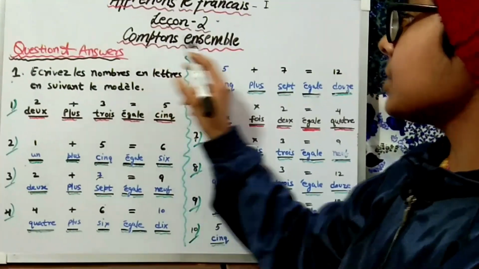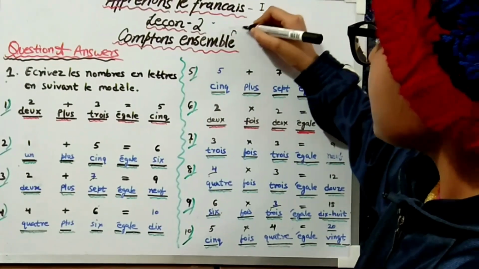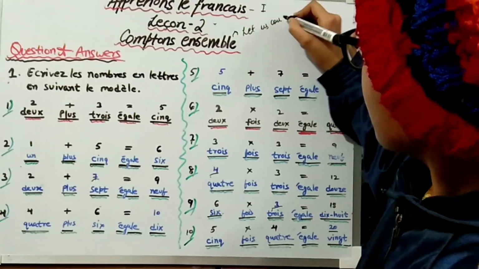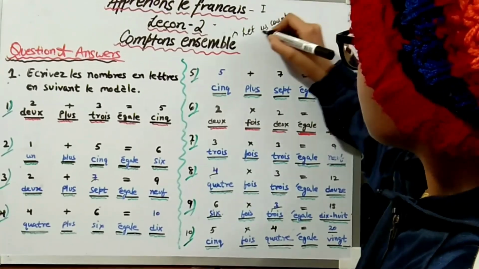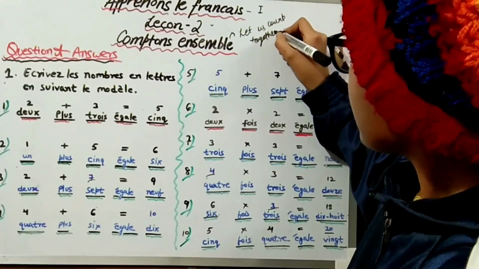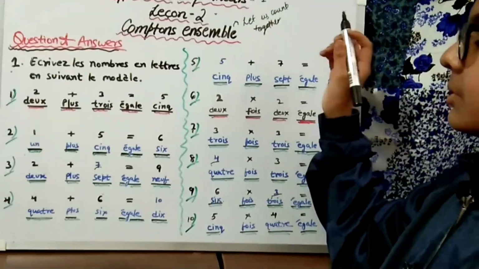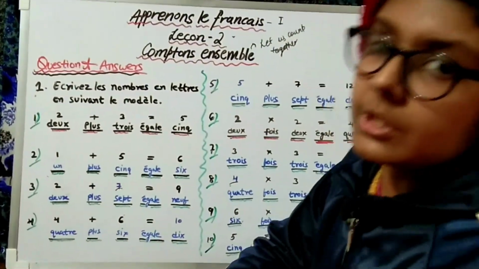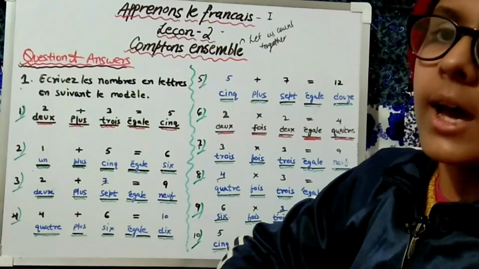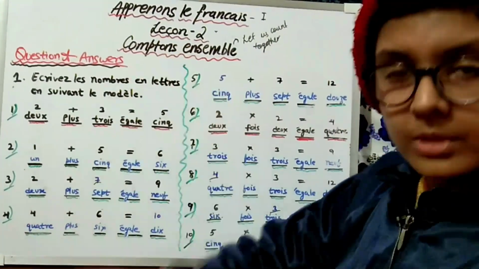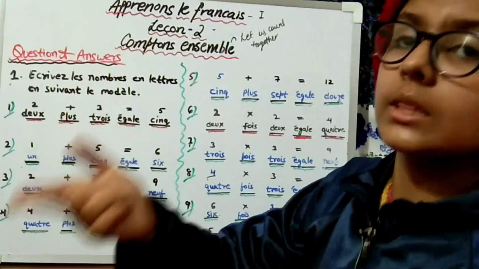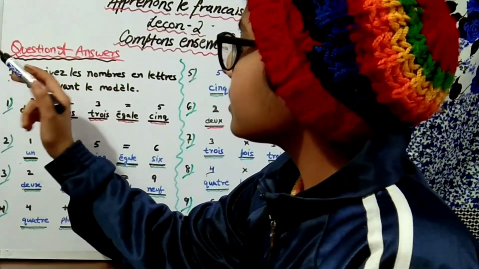The name of the chapter is Comptons ensemble, and that means let us count together. So this means let us count together, and as you can guess from the name of the chapter only, it is something related to the numbers. And yes, you are right, it is all about numbers. We have learned the subject pronouns, the accents and the numbers, and today we are going to start with its question answers.